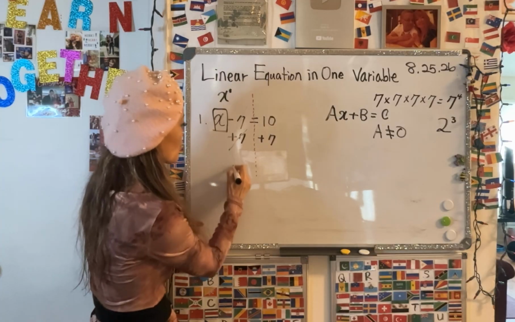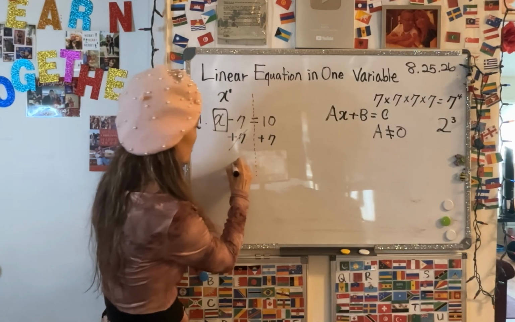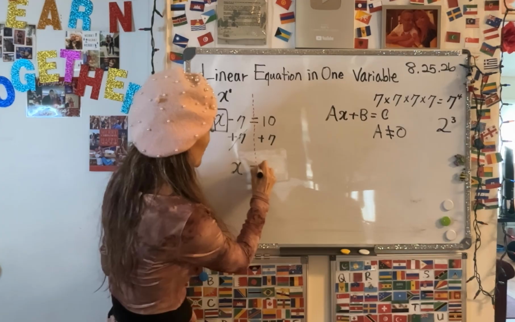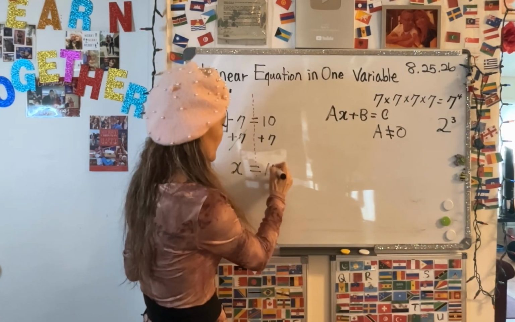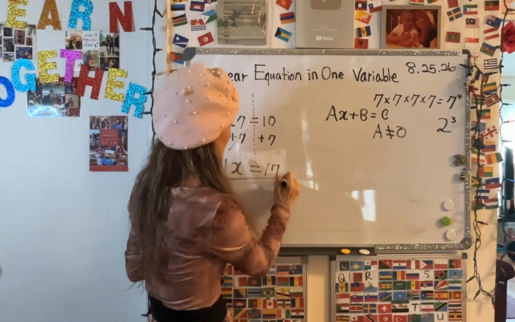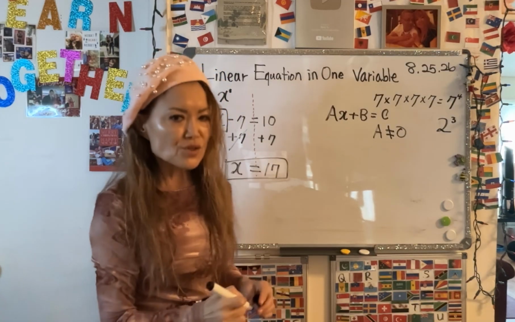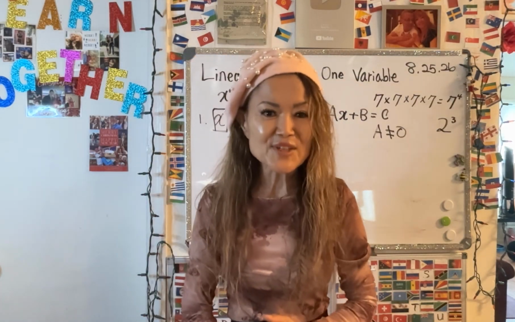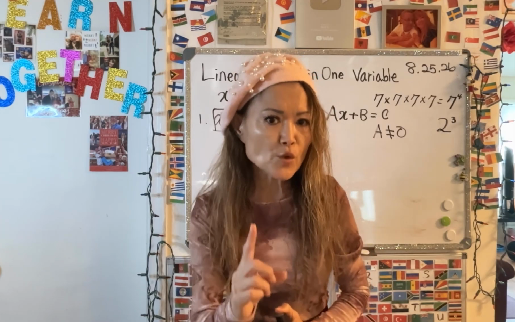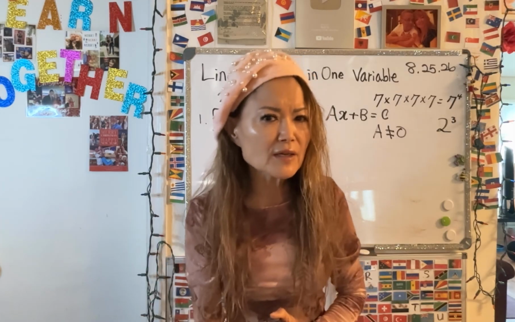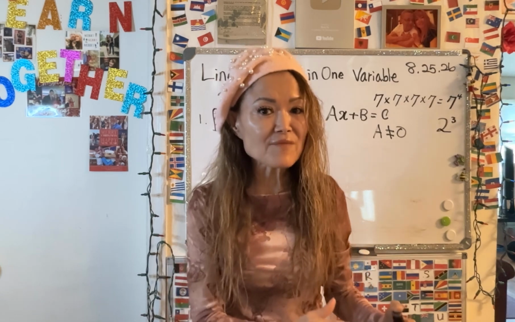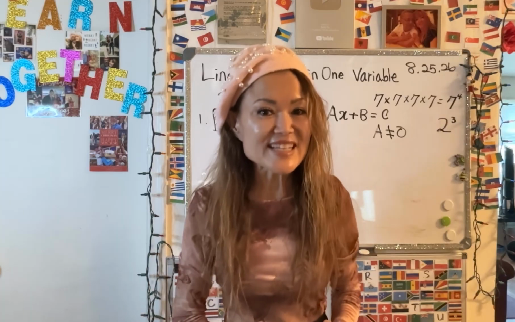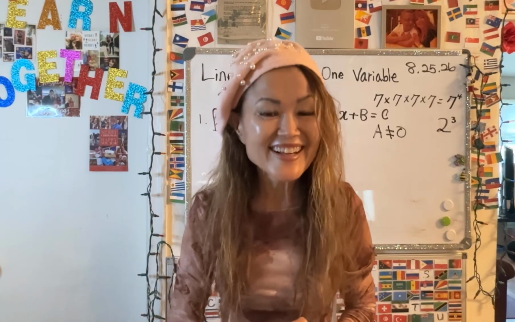So what is there? Only x. Oh no, x and equal. What is 10 plus 7? 17. Ta-da! What is this called? Solution. Okay, so you understand? So linear equation: the highest power of the variable is 1. So when you plot it on the graph, it's a straight line. That's called a linear equation. All right.